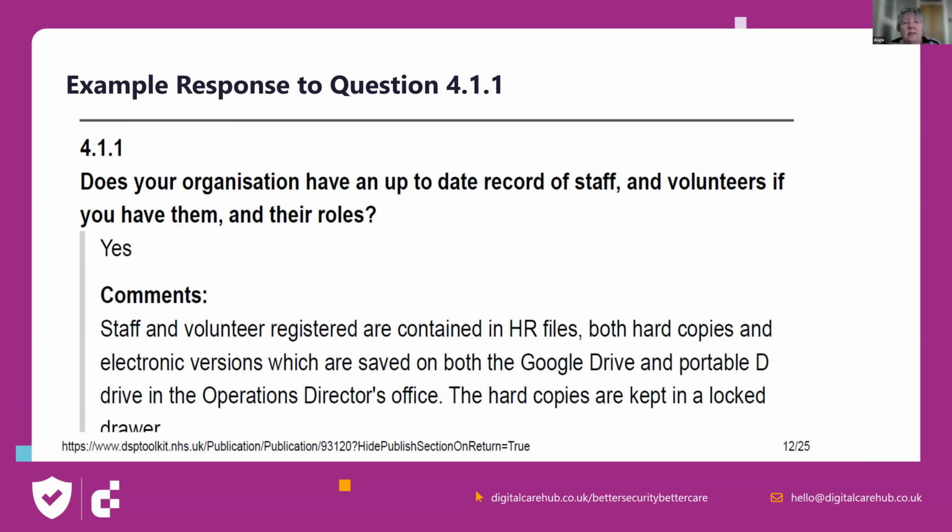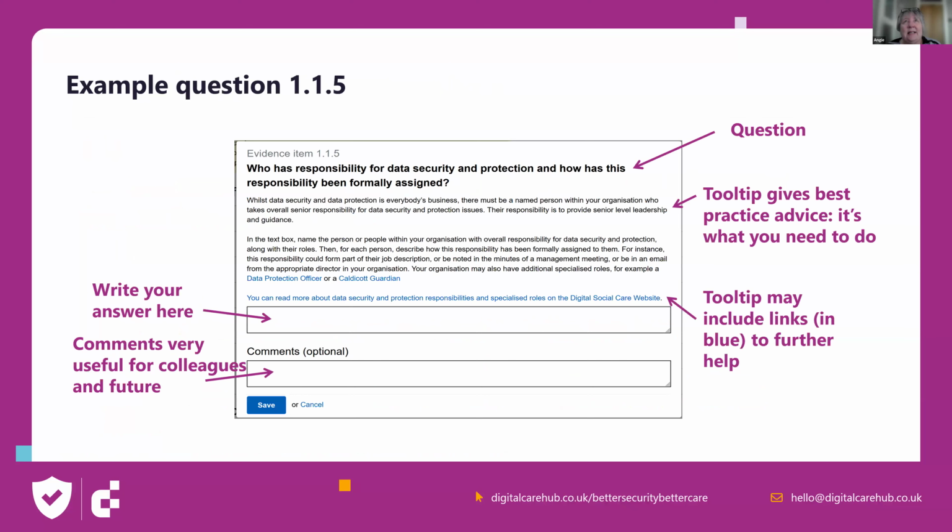Okay, if we can go on to the next one. So you can see here, this is one that's been filled out. So they've said yes. Staff and volunteer registers are contained in HR files, both hard copies and electronic versions, which are saved on both the Google Drive and portable D drive in the Operation Director's office. The hard copies are kept in a locked drawer. I mean, that's really detailed, and that would help the next person. So if you can do something like that, I know it may take you a little bit of time, but it's worthwhile in the end. Okay, and the next slide.